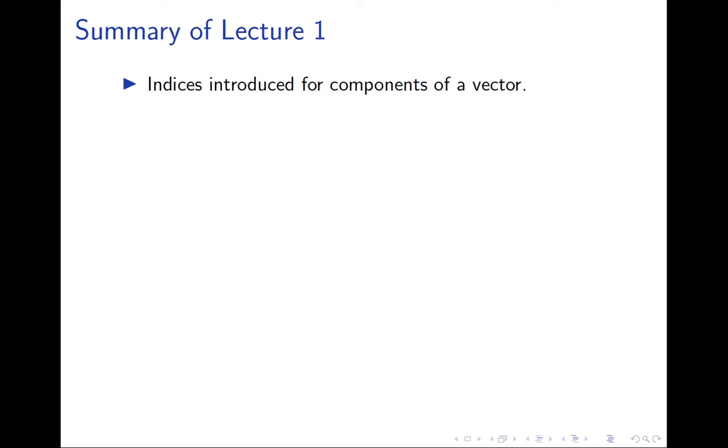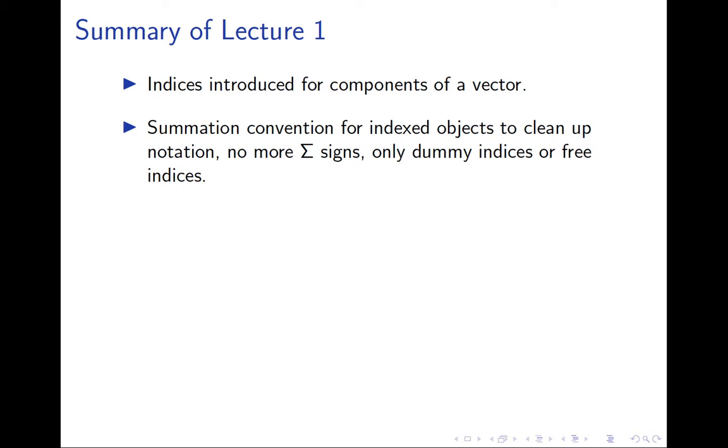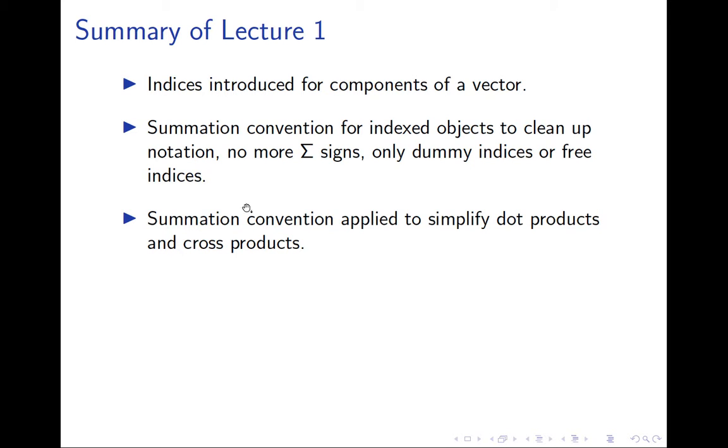Let me do a quick summary of what we did in this lecture. First, we introduced indices for components of a vector, something you are probably already familiar with, but it's nice to review. And then, the important thing, we introduced Einstein summation convention for indexed objects to clean up notation. So no more summation signs. There are only 2 kinds of indices: dummy indices or free indices. And we have seen how to simplify dot products and cross products using summation conventions. In particular, for the cross product, you don't have to write a huge 3x3 matrix. Instead, you write it as one compact expression.